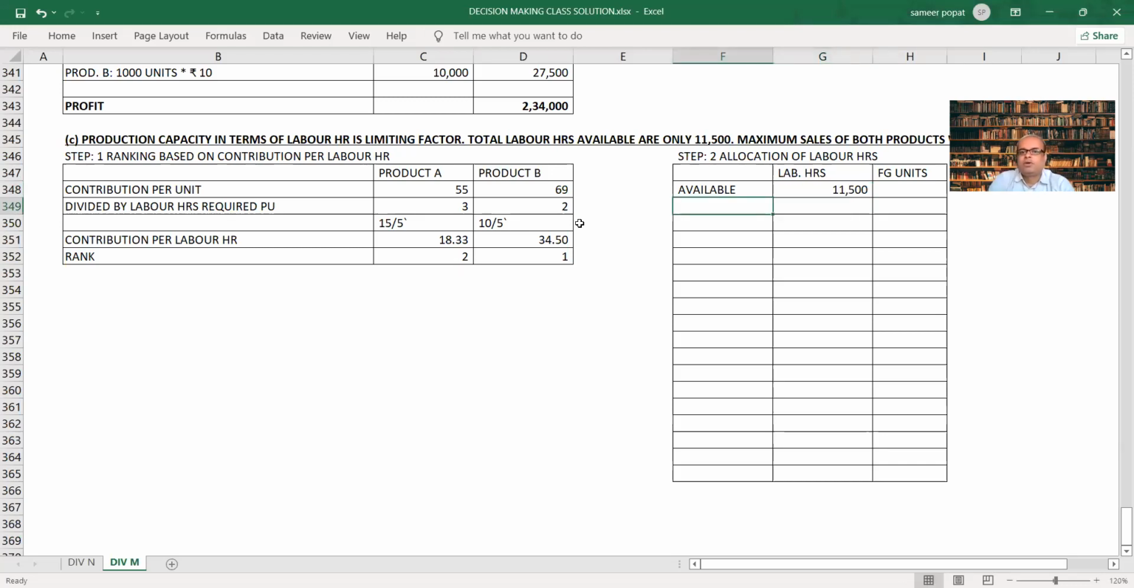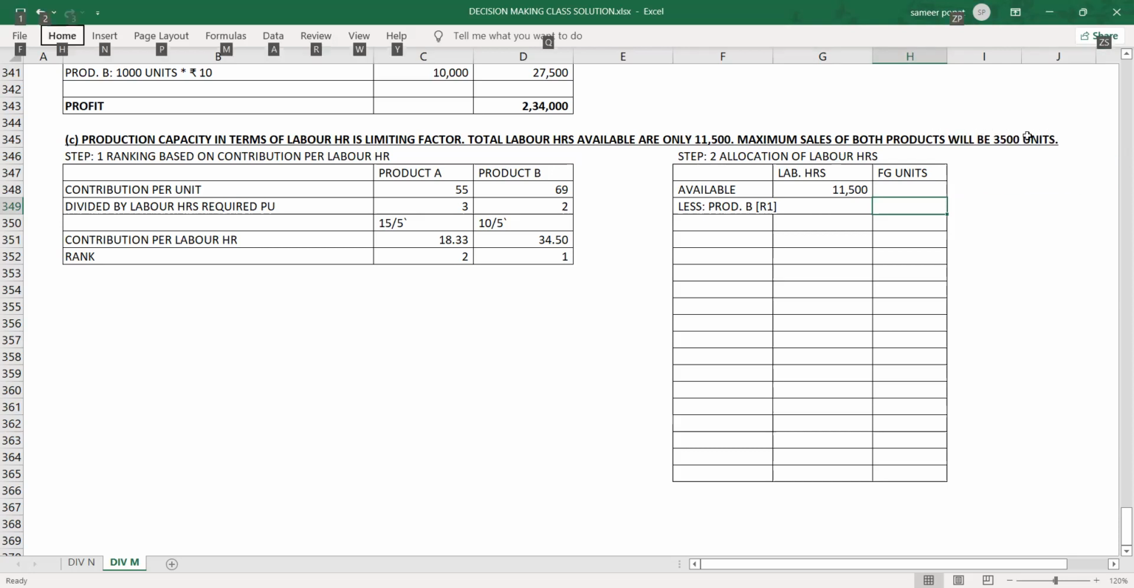Okay. Now, first we'll manufacture rank 1. Here the rank 1 is product B. So we are going to manufacture to the extent of its market demand. Now here it is given that market demand of both the products is 3,500 units. So again, similar to the previous working, we are going to manufacture 3,500 units of product B first.